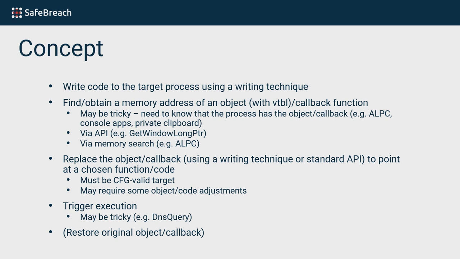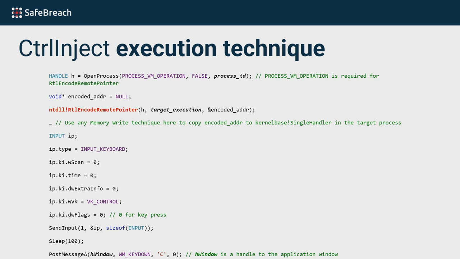And after injection, we need to restore the original object or callback. Here's an example, a very concise and simplified example. I'm using control inject as an example.